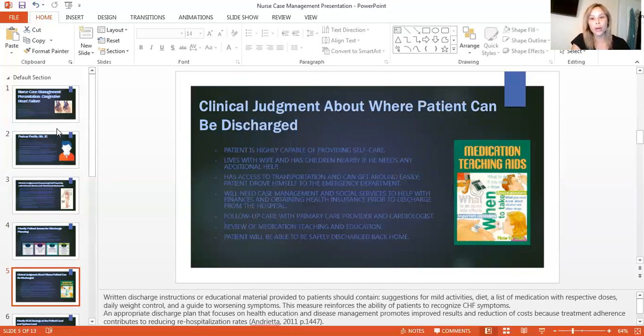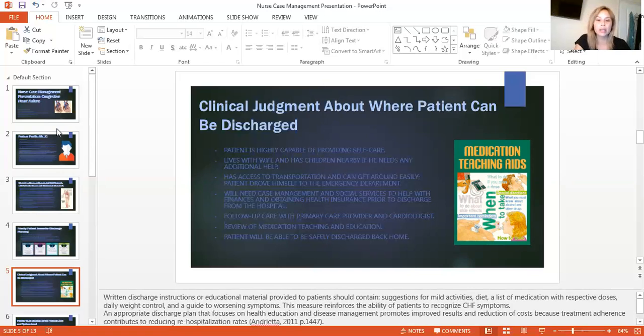Clinical judgment about where a patient can be discharged. So the patient is highly capable of providing self-care. He lives with his wife and his children are nearby, so if he needs any additional help, he can just call. He has access to transportation and can get around easily. The patient even drove himself to the emergency department when his symptoms of CHF exacerbated.